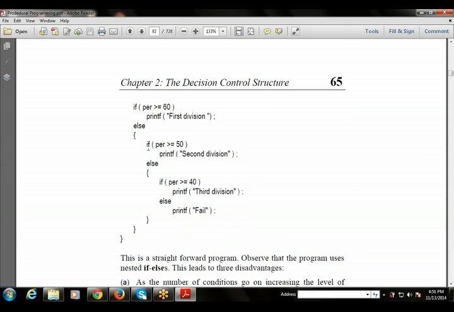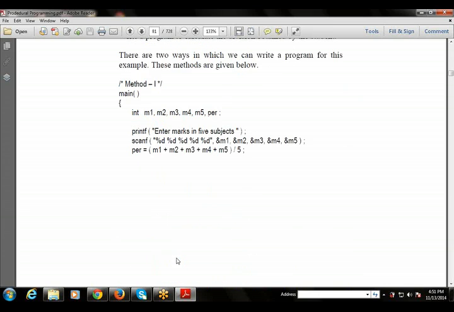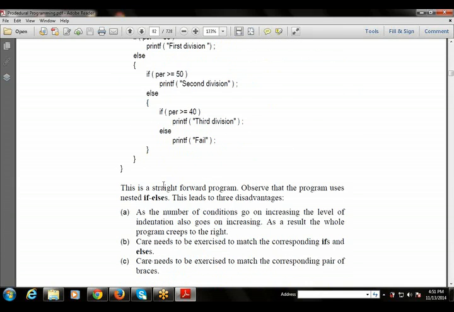Each if has one curly brace, which will be closed; this will be closed, this will be closed, and this curly brace was opened here only. This is the main curly brace. This is the straightforward program.